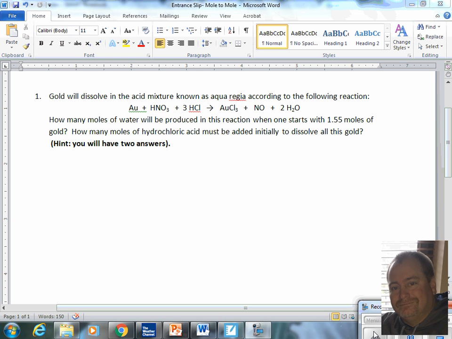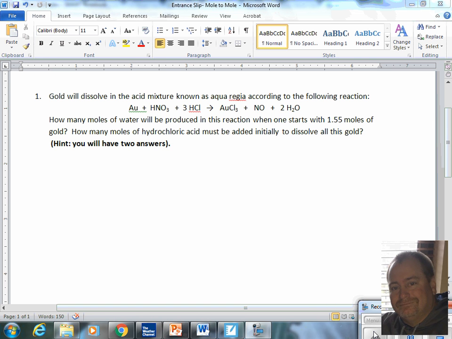Okay, here is the entrance slip that we did today. Gold will dissolve in the acid mixture known as aqua regia according to the following reaction. Now, anytime you're given a reaction, you need to first of all look to make sure that this is balanced. And this is a balanced chemical equation.